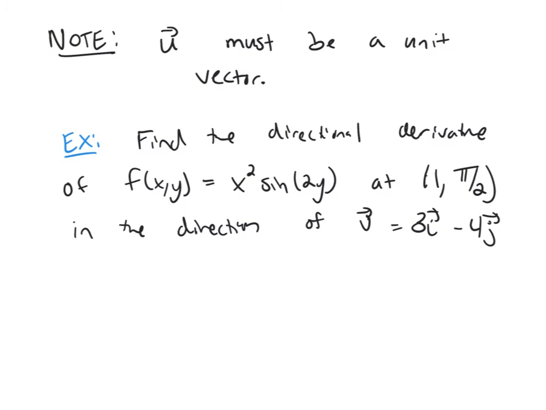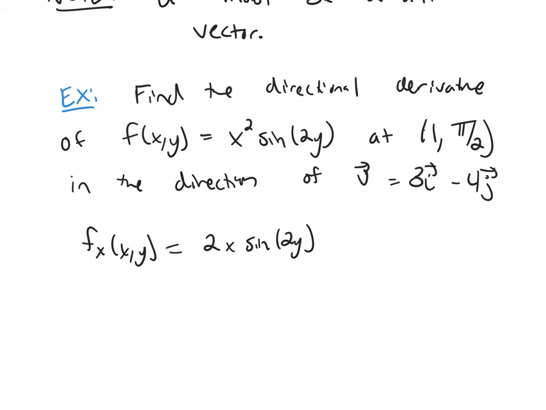So I'm going to start by finding my partial derivatives. Fx will be 2x sine 2y, and then Fy will be 2x squared cosine of 2y.